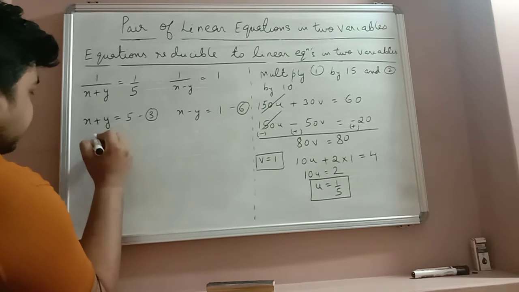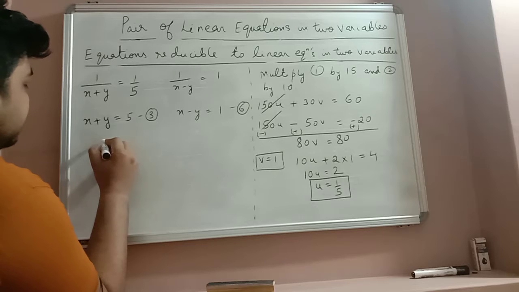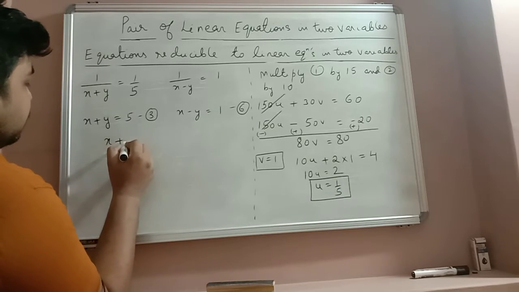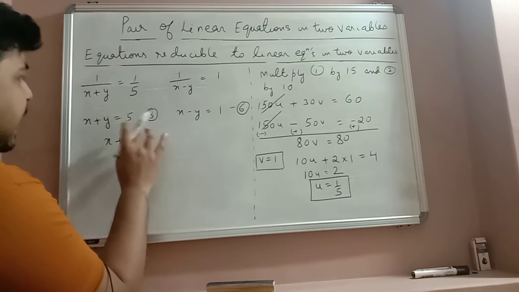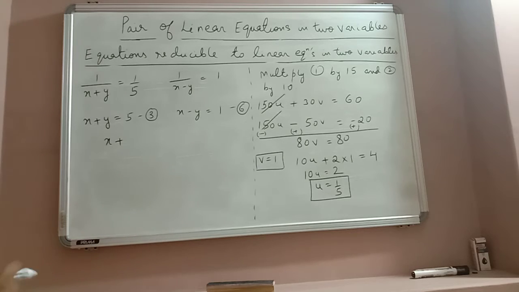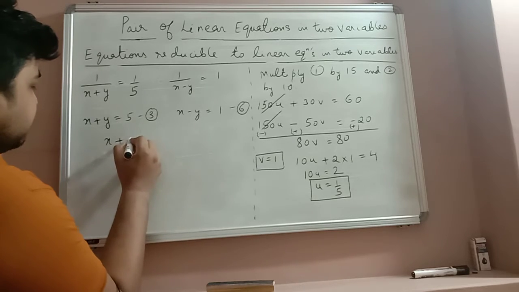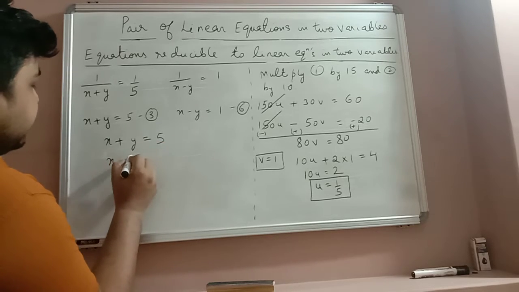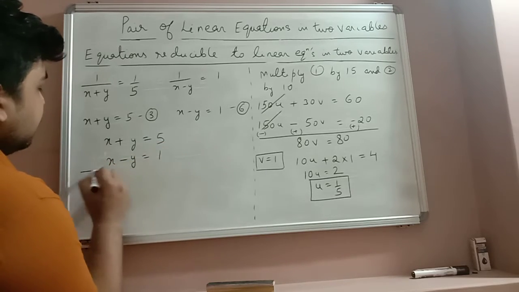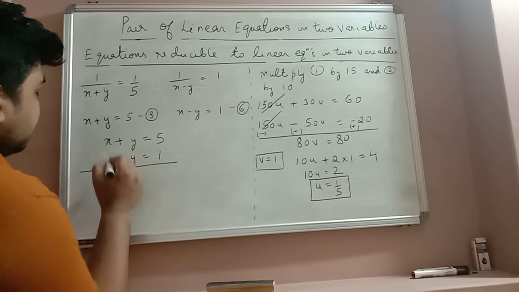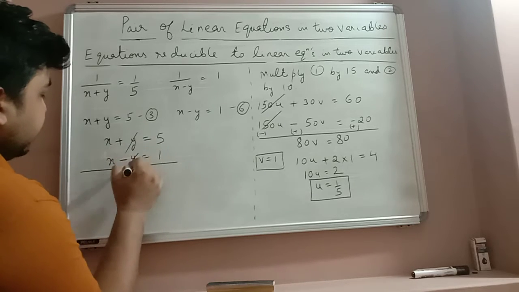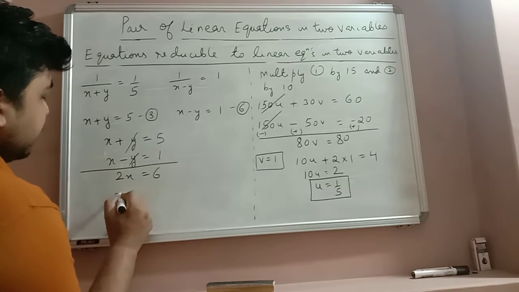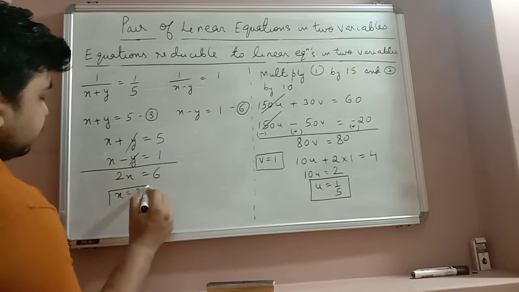Now let us subtract these two equations. We can easily eliminate x. Or else we can add these two equations to eliminate y. So let's add these two equations, that is pretty simple. x plus y equals 5 and x minus y equals 1. Let's add these two equations. 2x, the y will get cancelled, equals 6. x becomes equal to 3.